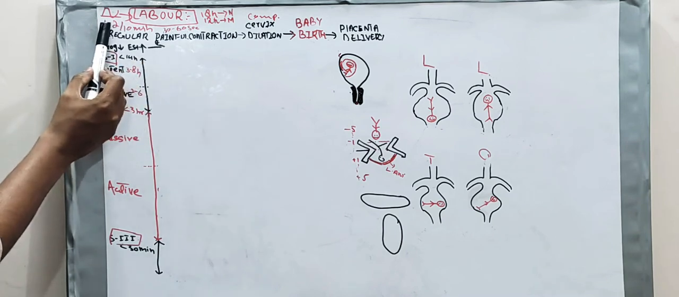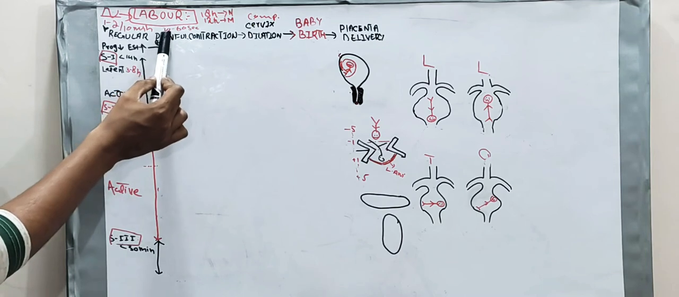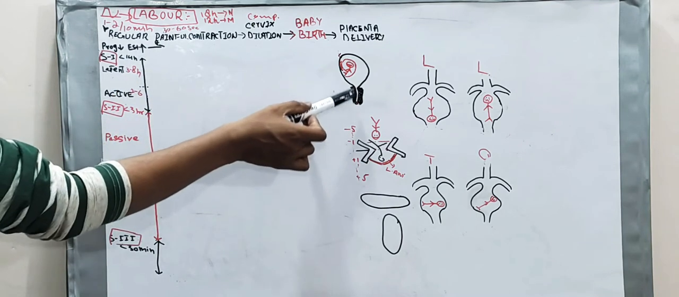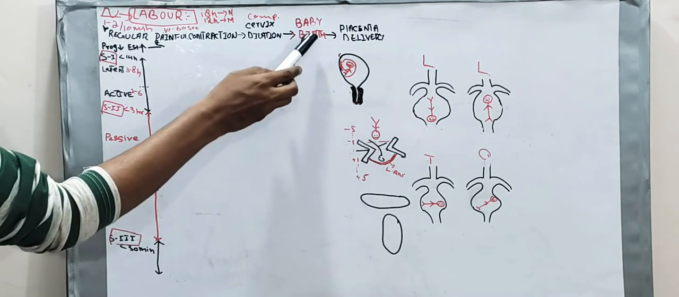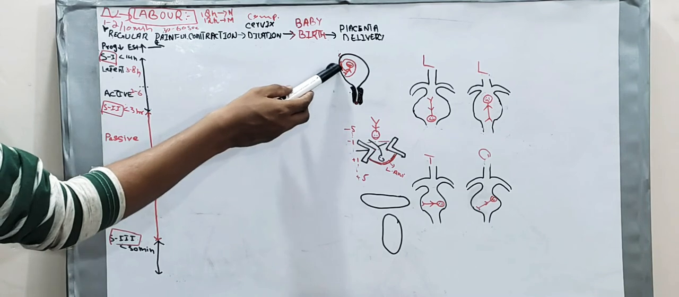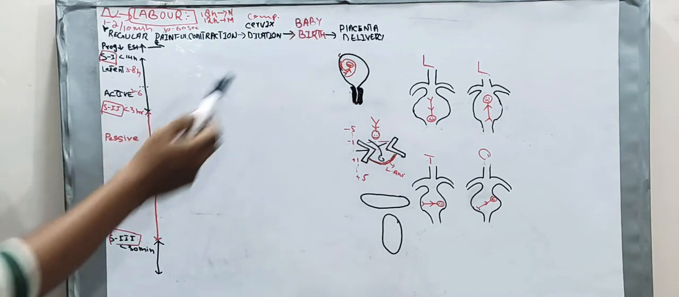These contractions occur at a rate of 1 to 2 contractions per 10 minutes and usually last for 30 to 60 seconds. After the contractions, the cervix will be completely dilated and the baby passes through the cervix and is delivered. After the delivery of the baby, the placenta is also delivered, which marks the end of labor.